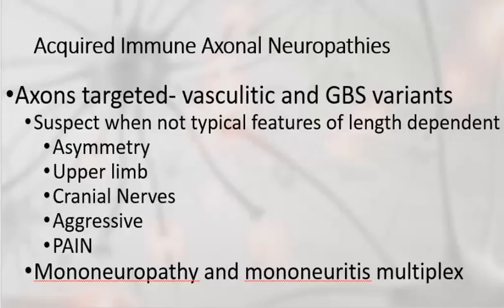In these acquired immune axonal neuropathies, they have features that are not typical of a length-dependent polyneuropathy. And so you'll see an asymmetry. There may be involvement of the upper limb first, or even involvement of the cranial nerves. These neuropathies tend to have a very aggressive course compared to the typical length-dependent neuropathies, and there may be a great deal of pain involved in these types of neuropathies.